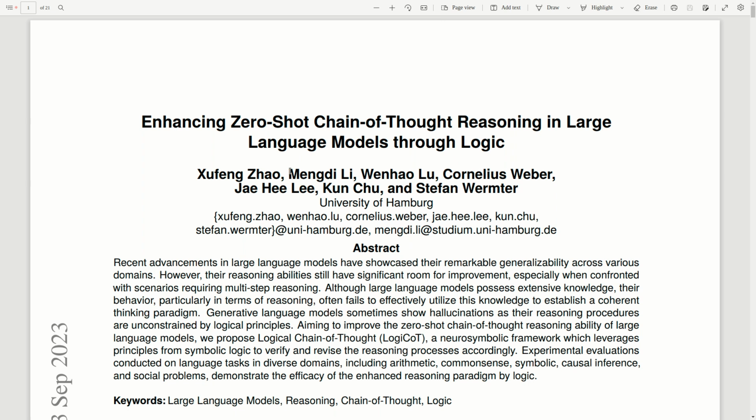Today we are going to look at this paper called Enhancing Zero-Shot Chain of Thought Reasoning in Large Language Models through Logic. The paper introduces something called a logical chain of thoughts, LogiCoT. As described by the paper, it is a kind of neurosymbolic framework that enhances the zero-shot chain of thought reasoning ability of the model by using the principle of symbolic logic.